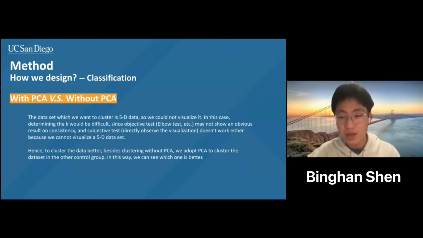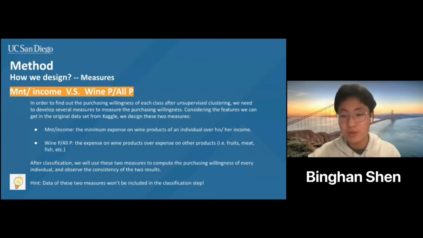Hence, besides directly clustering, we apply PCA to decrease the dimensions in the other control group and see which is better. The second control group is the minimal expense on Y products over income versus the expense on Y products over expense on other products such as fruit and meat. In order to show the willingness to purchase of each class, after unsupervised clustering, we designed 2 measures to compute the willingness and see which is better.